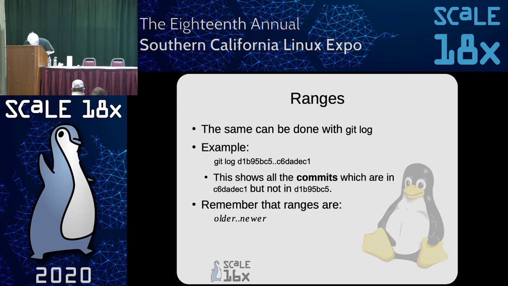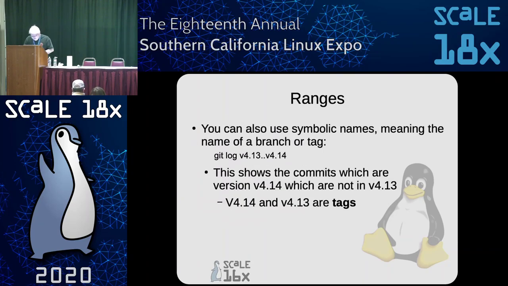The same can be done with git log. It'll show all log messages. It shows a log of all the commits which are in that range. Remember, in general, ranges are older dot dot newer. You can also use symbolic names, meaning the name of a branch or tag. So, like if you have a release tagged as 4.13 and 4.14, and you want to see the differences between the two, you can do that.